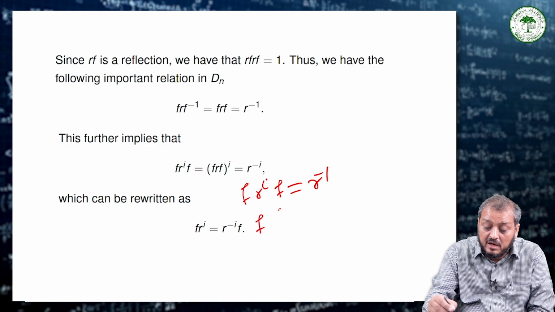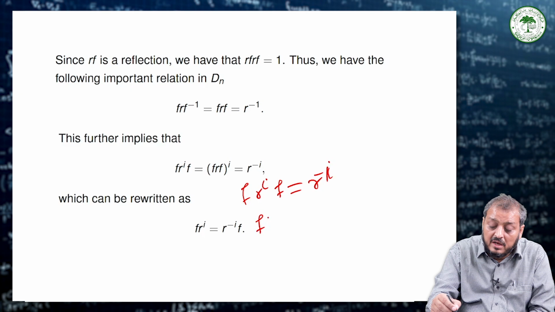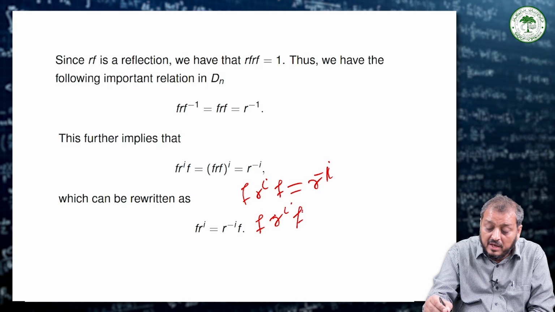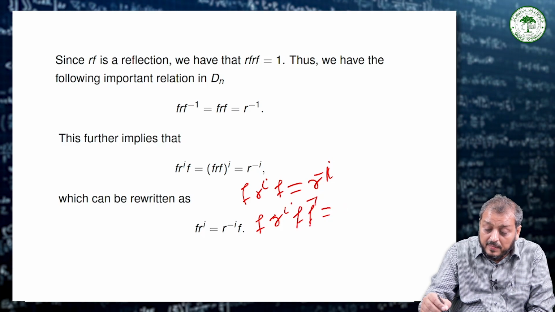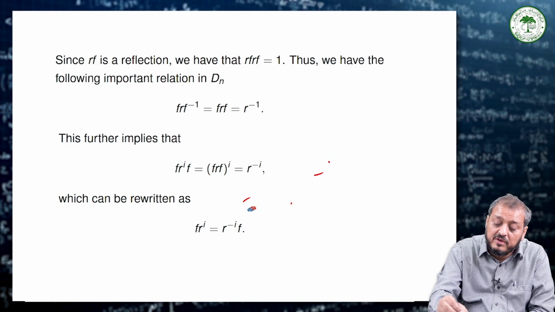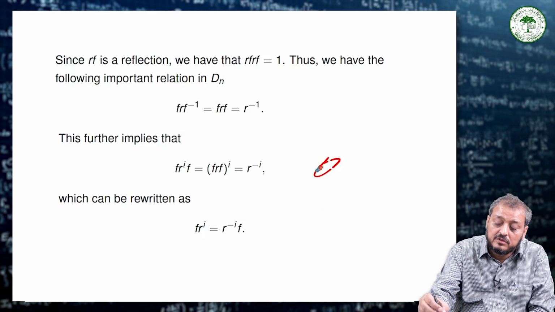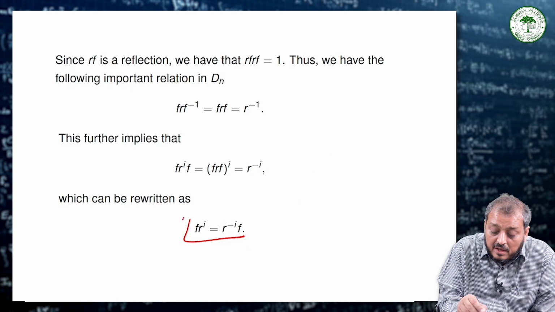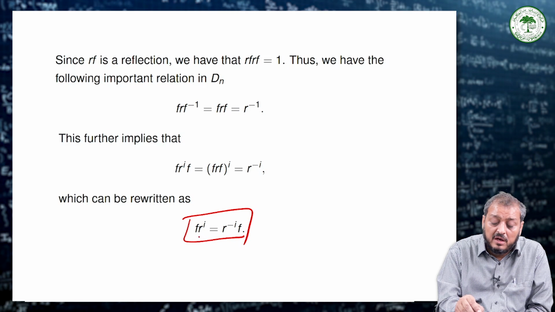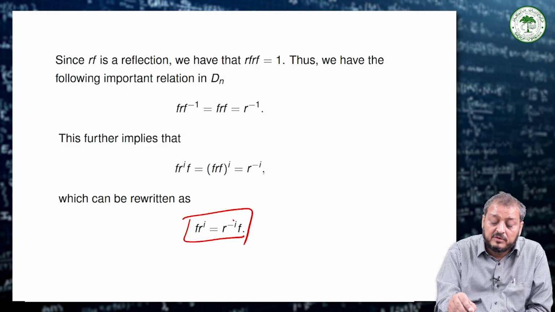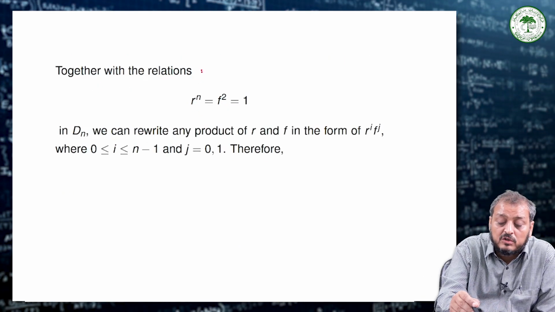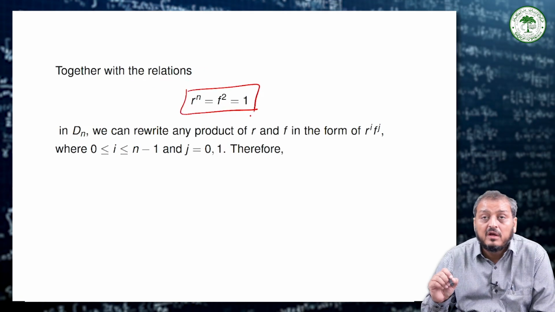So this means r to the power minus i, then we can write f r to the power i f into f inverse, because the inverse of f is equal to itself. So simply we write it in this form: f r to the power i f inverse, where f inverse is equal to f. So simply f r to the power i f is r to the power minus i, and together with the relations r to the power n, f square equal to identity.